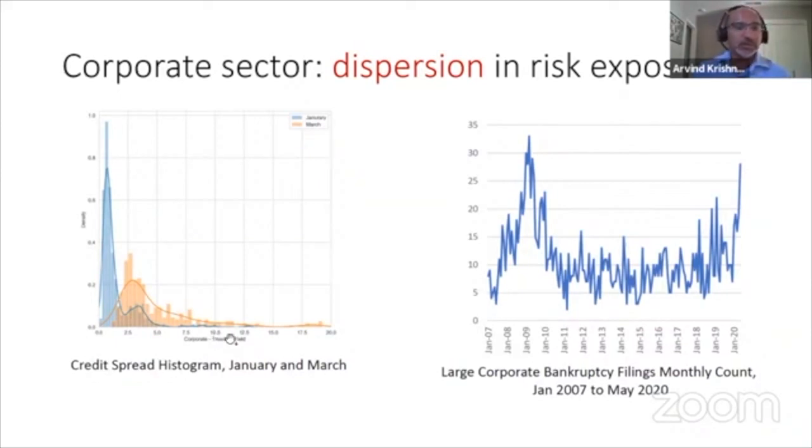gone through this. On the right panel, I'm plotting here bankruptcy rates. This is a monthly count of large corporate bankruptcies. And as you would expect, as we've gone through this and as more and more firms have fallen into distress, bankruptcy counts have risen. Now, this bankruptcy count is as of earlier this month. I would fully expect, given the spread behavior, that these bankruptcy counts are going to continue to rise. And noticeably, they're going to rise probably as high, if not higher, than where they were in the global financial crisis.